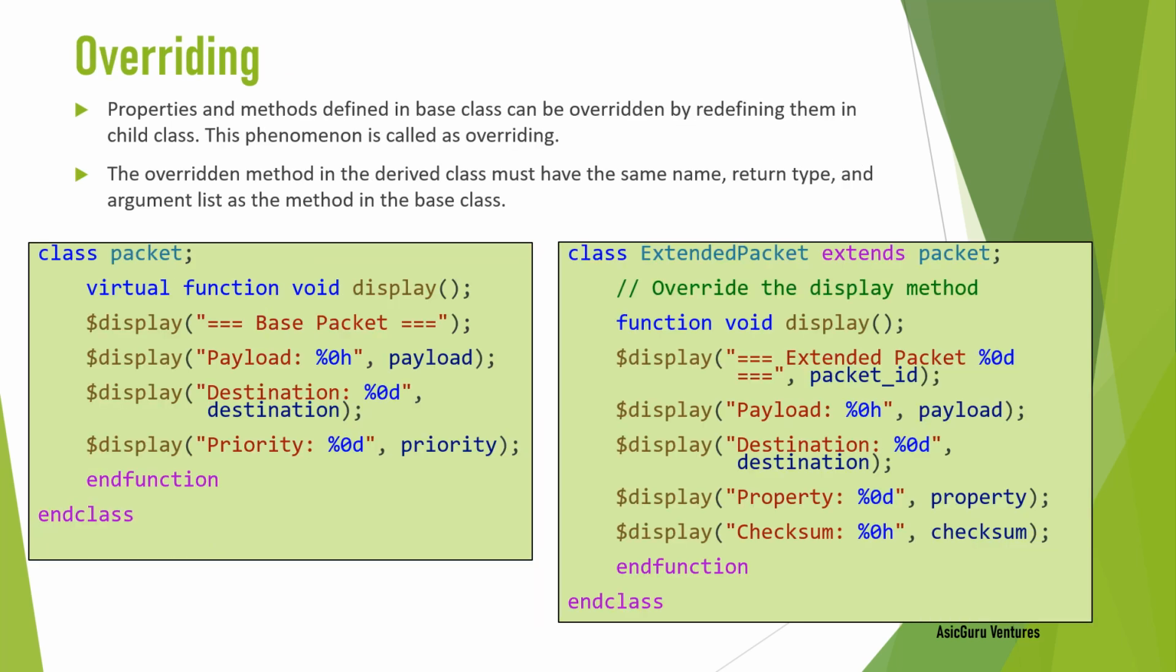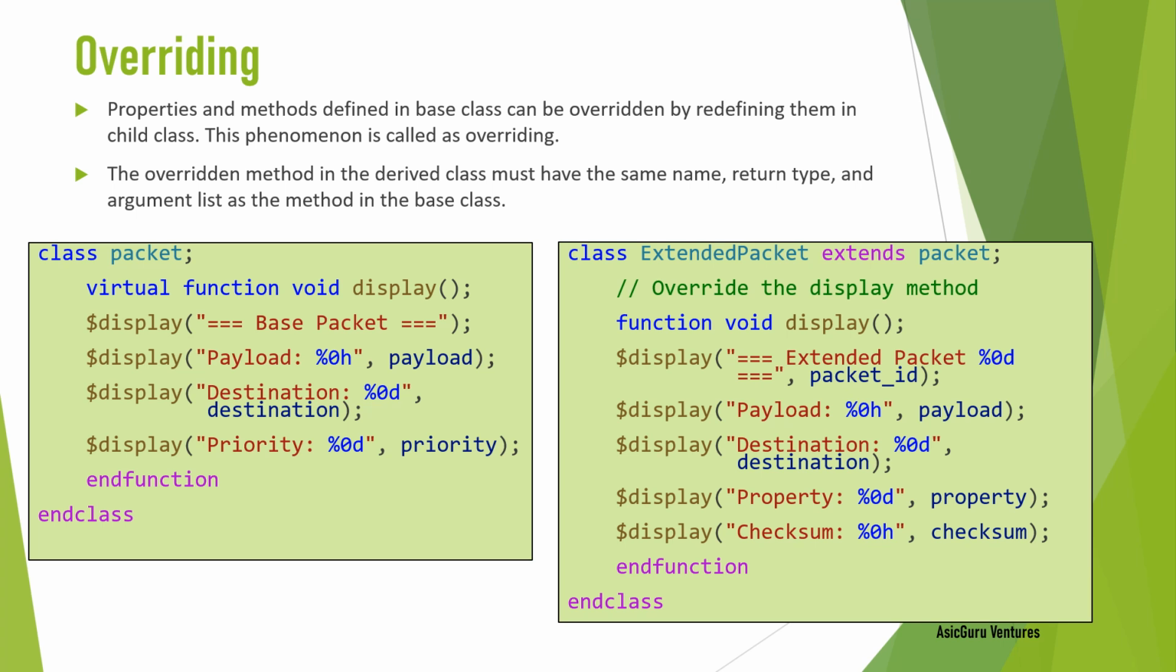Now let's understand the concept of overriding in System Verilog. When a method is defined in a base class, it can be overridden in the derived class by redefining it. Say for example, you have some function defined in the base class, and if you want to change the behavior of this function, you can do this by overriding it in the derived class. Let's understand this with the help of an example.